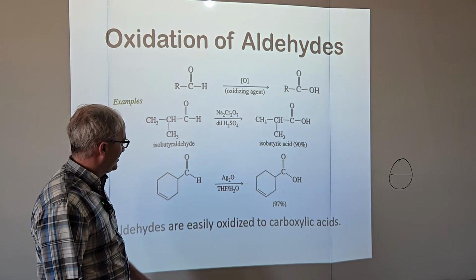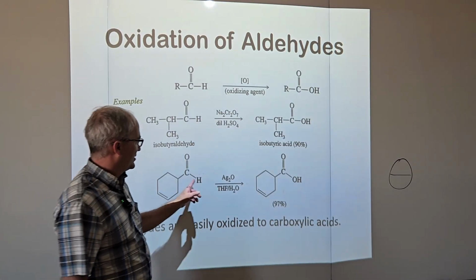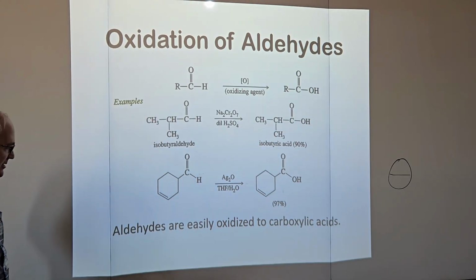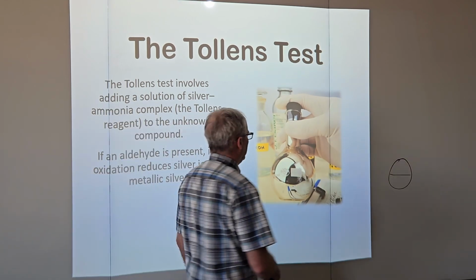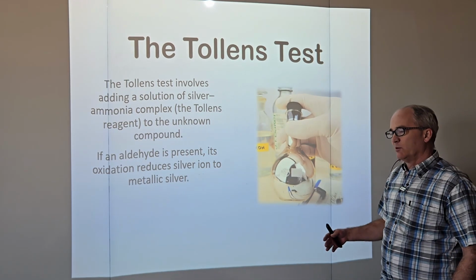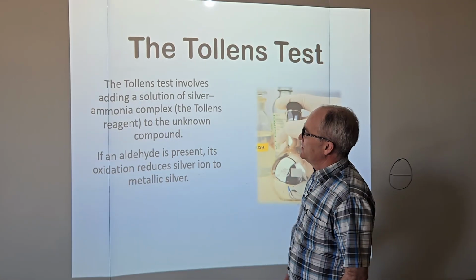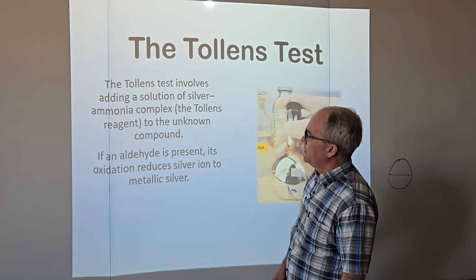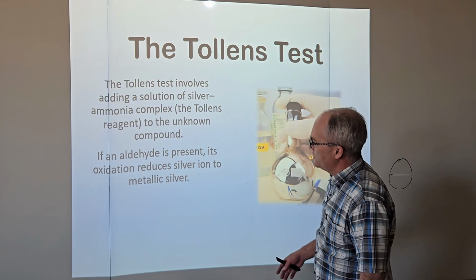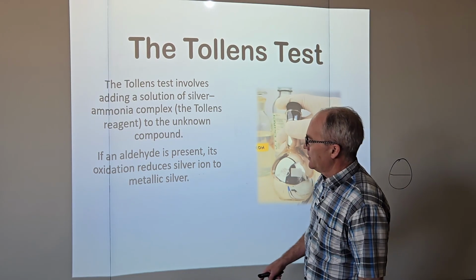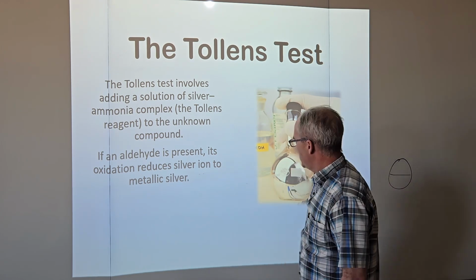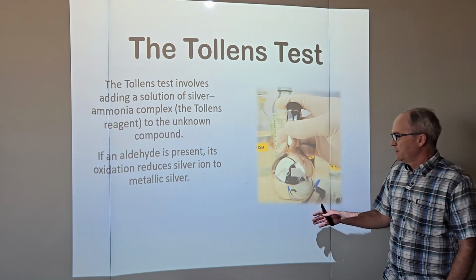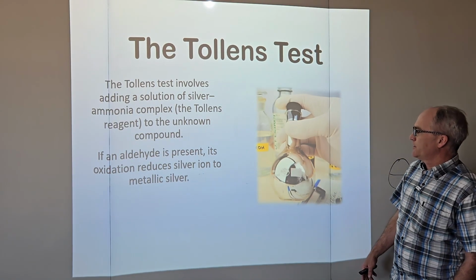Silver oxide in THF oxidizes this to the carboxylic acid. So the Tollens test, you use to test for an aldehyde. I typically think about it with reducing sugars. It involves adding a solution of silver ammonia complex, that's the Tollens reagent, to the unknown compound. If an aldehyde is present, its oxidation reduces silver ion to metallic silver, and when you do it in a flask, it's like you make a mirror out of the flask.